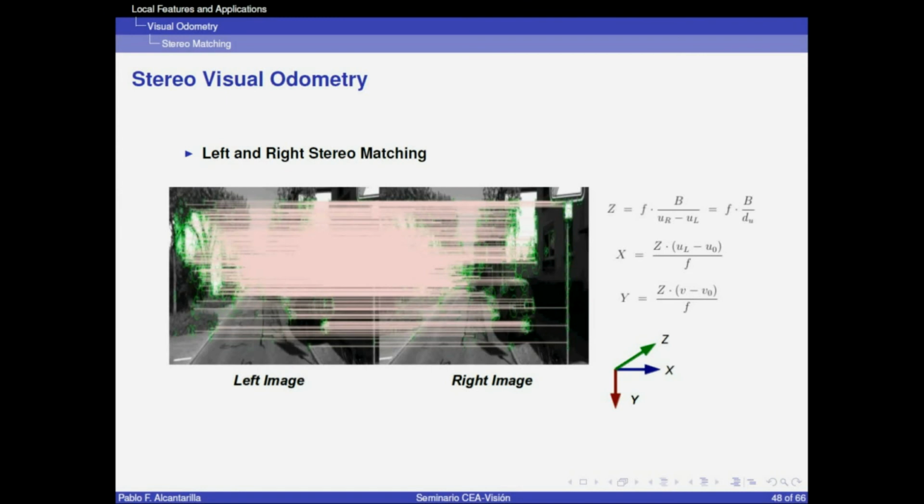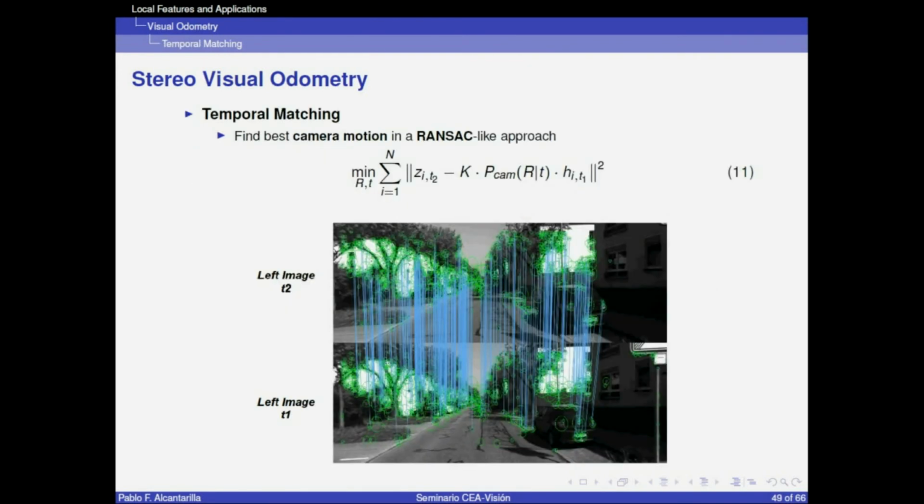Then once we have a set of stereo correspondences at 2 different time steps, we can perform temporal matching. In temporal matching, we want to match a set of putative correspondences between 2 different time steps. And then we want to find the best camera motion, and for that we are going to use a RANSAC-like approach. We are going to propose a set of models from a minimum set of correspondences, and then we are going to find in an iterative process the best camera model, and then refine the best camera model with the set of inliers. So at the end of this RANSAC process, we are going to have the incremental camera motion between these 2 time steps.